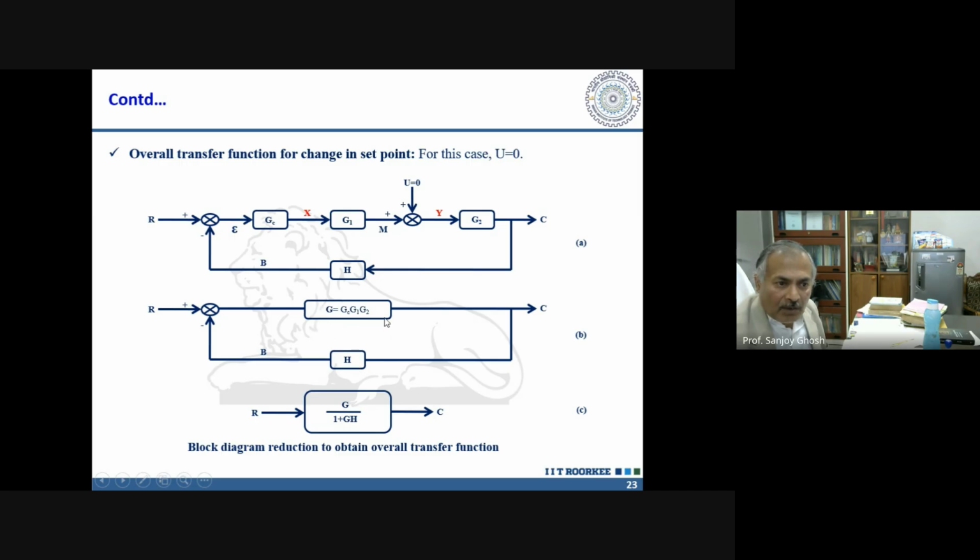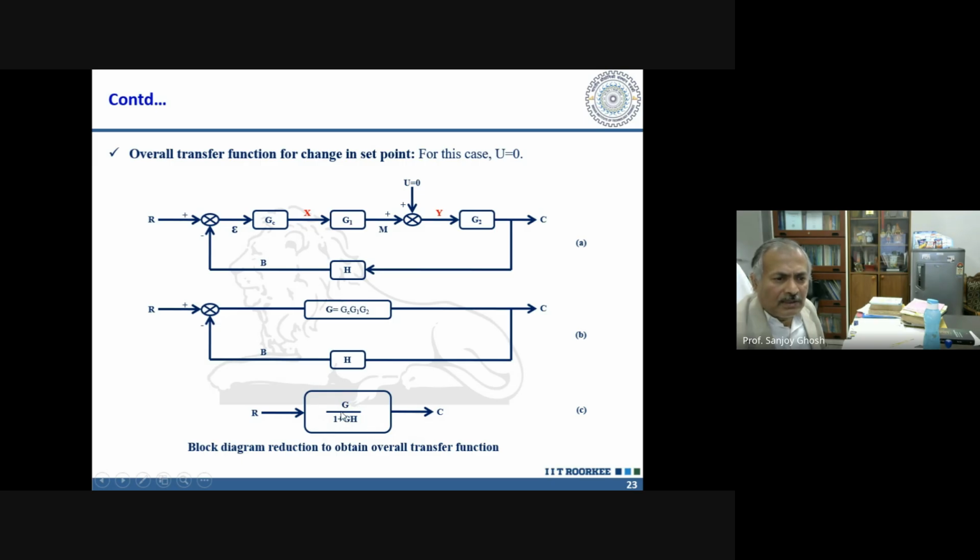Now look, the forward loop transfer function is G, which is the product of GC, G1 and G2, and H is alone. So the overall transfer function, I will show you the calculation. C over R: this is the output and this is the input, and the transfer function is G by 1 plus GH. So how do you get C? C is equal to R into this transfer function.